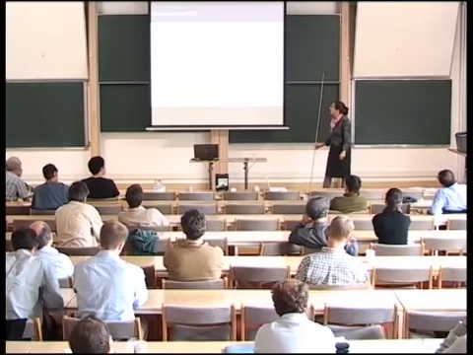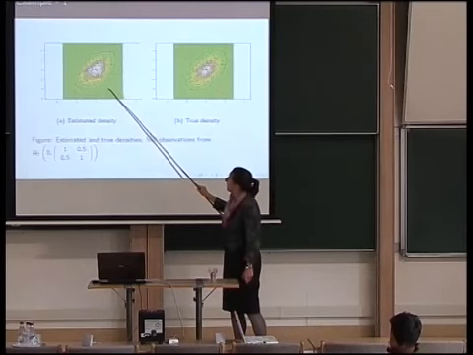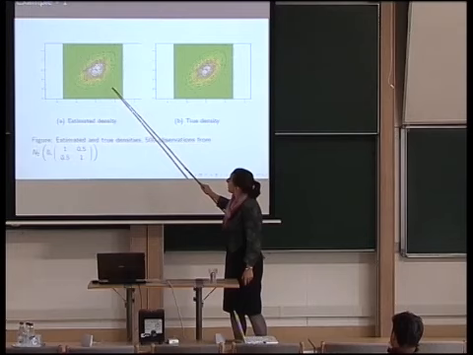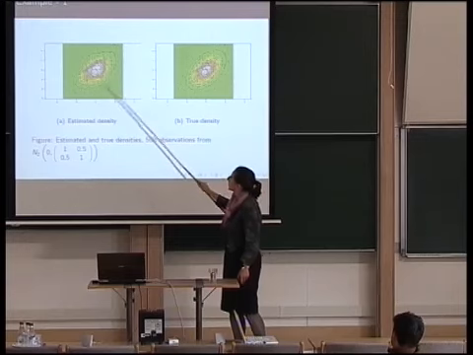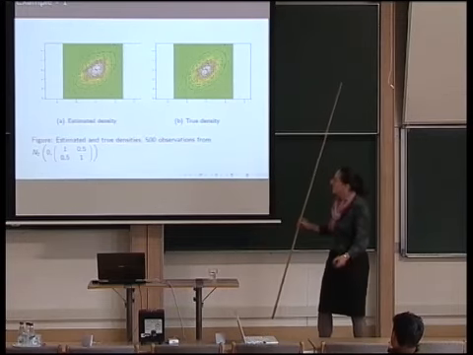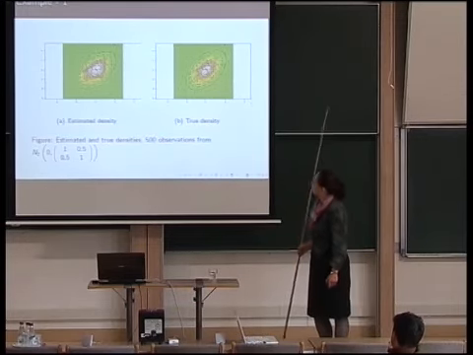Okay, so now just a couple of examples. Here's a picture of synthetic data with 500 observations from a bivariate normal. This is the true density, this is a contour plot, and this is a contour plot of the estimate you have here. So you can see that we've captured the correlation as you'd hoped, and you can see we get the right shape at least.